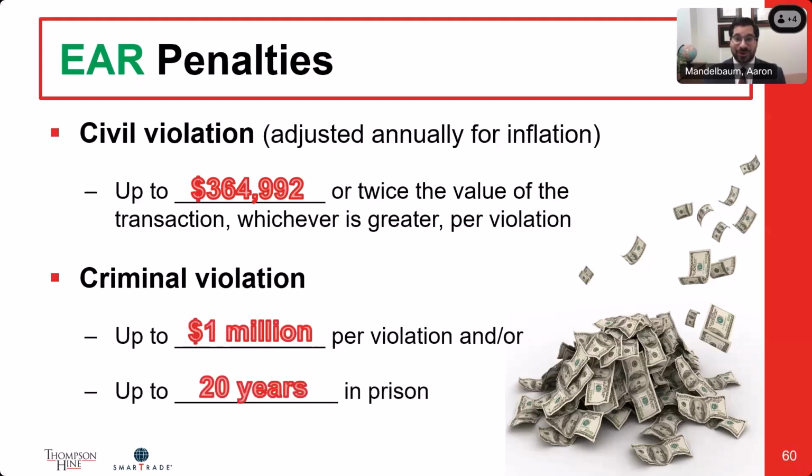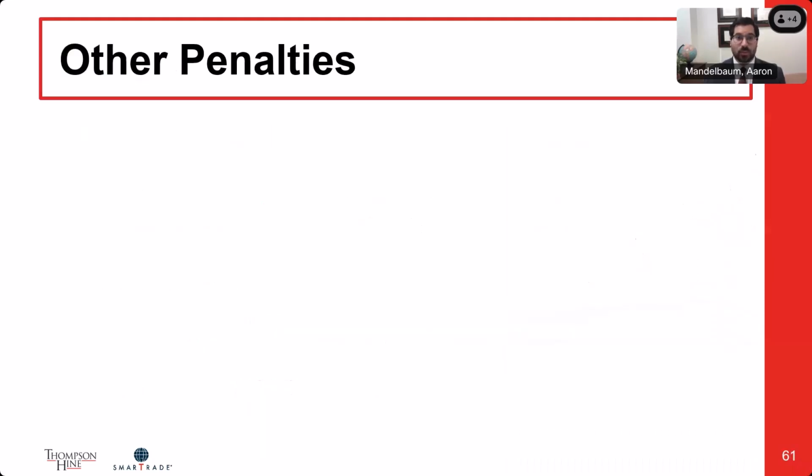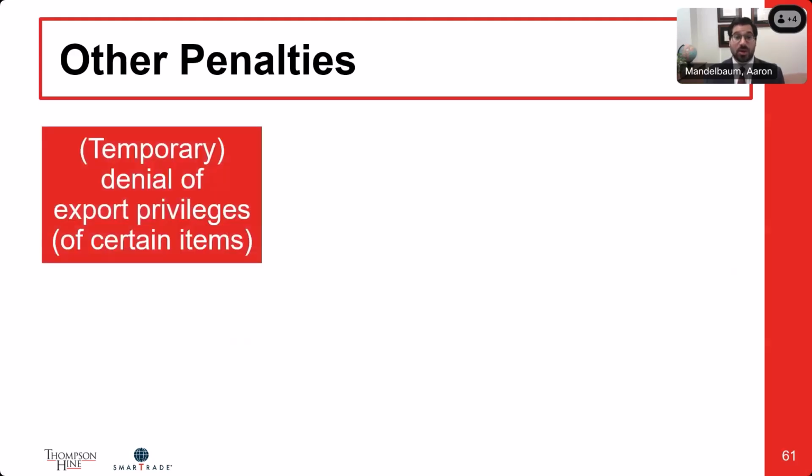Now, these are very painful, but they are not the only penalties at the regulatory agency's disposal. One thing I cannot emphasize enough, and it should be a major takeaway from this presentation, is that in the United States, exporting is a privilege, not a right. And as a result, the regulatory agencies can deny you of that privilege either permanently or temporarily, or generally, or to a particular subclass of items. So that is one penalty.